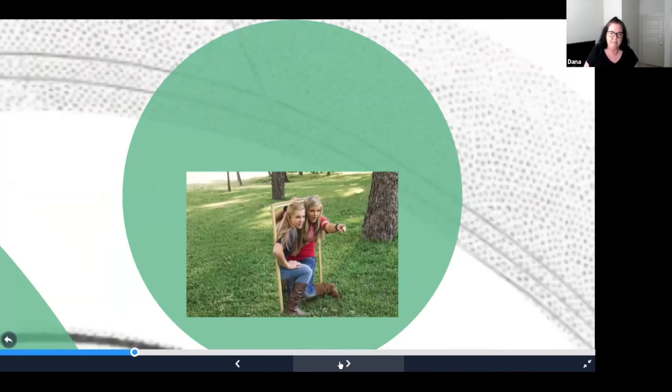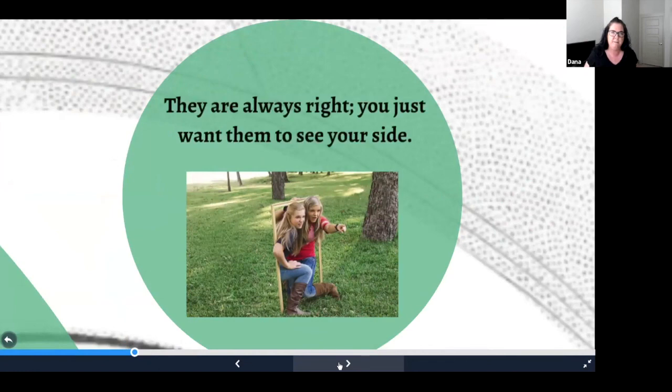So right here, these are my 2 college-age girls. They're now married. Well, one of them's married, one's getting married. Back then, this is how they were. They were always right. So back then, they didn't think mom knew anything. They were always right. You just want them to see your side. So I want you guys to know the insurance company is always right. We just want to negotiate and show them our side.